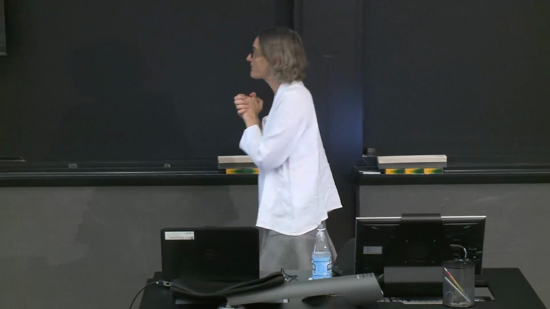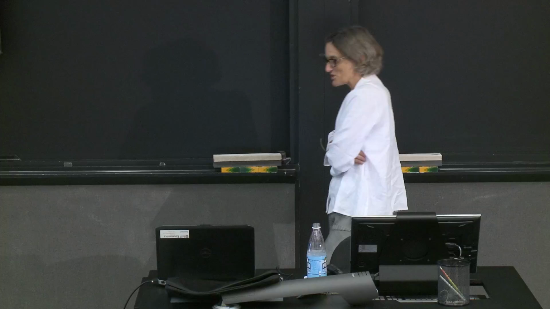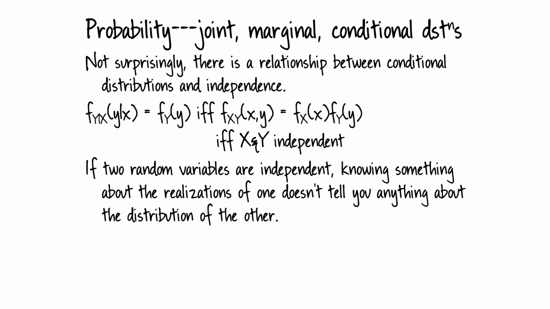Okay, so not surprisingly, there is a relationship between conditional distributions and independence, right? We saw this before we were even talking about random variables, when we were just talking about probability. We talked about the relationship between independent events and conditional probabilities, and some very similar relationship exists here. So in particular, the conditional distribution of y is equal to the unconditional distribution of y, so just the marginal distribution of y, if and only if x and y are independent, okay?